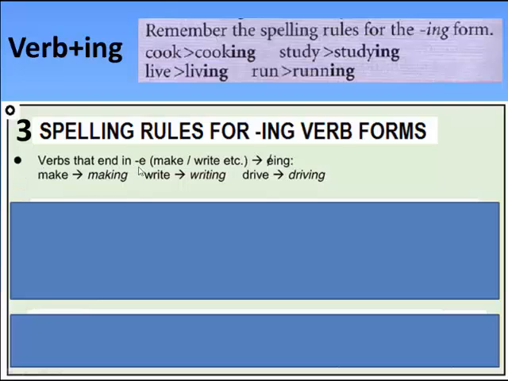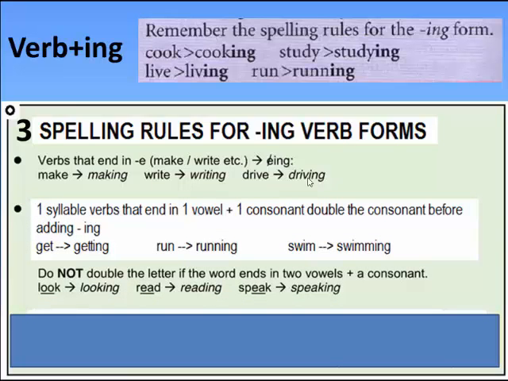Verbs that end in e, like make, write, live, drive, we delete the e and we just leave the ing. And here you have 3 examples. Notice that the e disappears. The e disappears. That was spelling rule number 1.